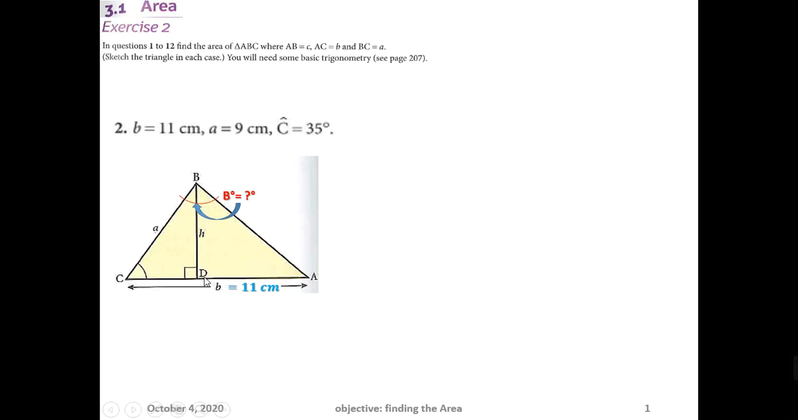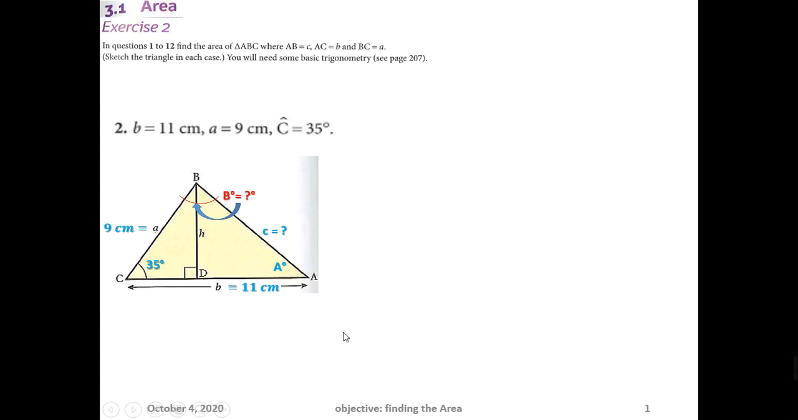So the opposite angle to side small b is this angle, which is B capital, and it is unknown. Now, side A, which is 9 centimeters, and the opposite angle to side A is this angle. So this is A capital. Now, C capital is actually equal to 35 degrees. So BA is the opposite side to angle C. So this is C small, which is unknown.